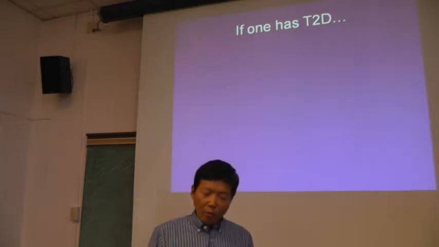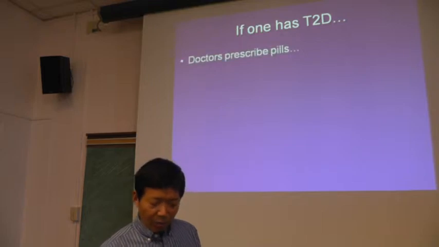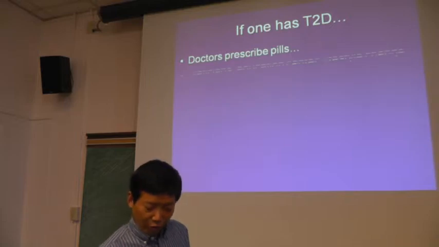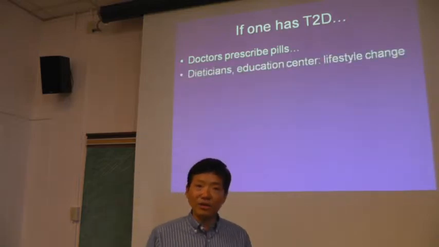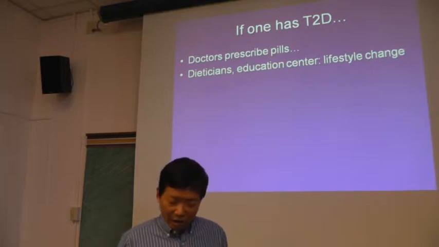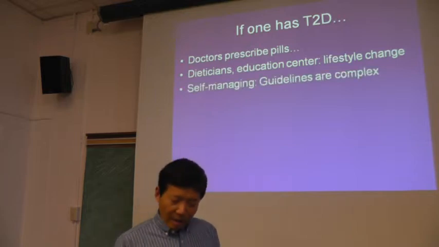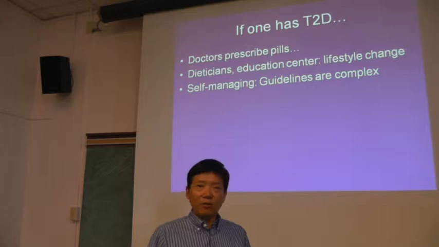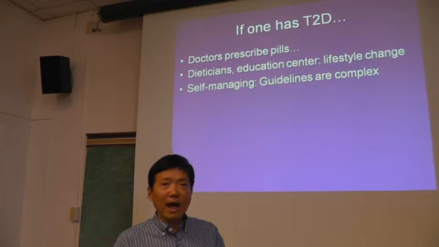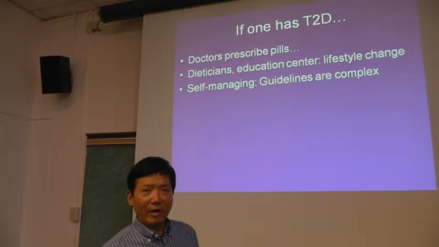Okay, so if one has already been diagnosed with type 2 diabetes, what would happen? Well, normally you will see a doctor, a specialist, who will prescribe medicine to you. And then you also see dietitians and go to an education center, and they will give you tips on how to make lifestyle changes, such as the food you eat or exercise, etc. And then you will be just left alone because it's something called self-management, right? You're given some guidelines and you go home and do this lifestyle change yourself. But the guidelines are very complicated.